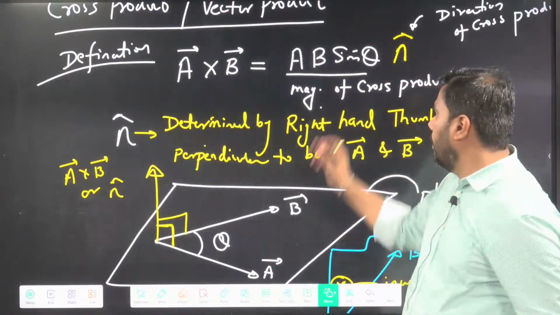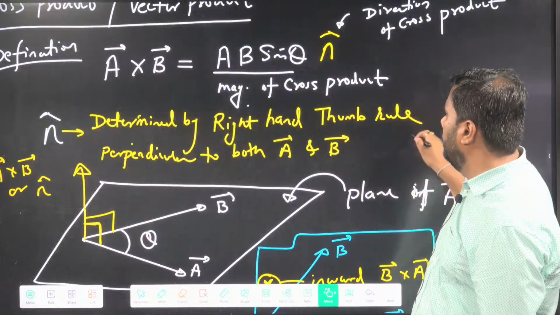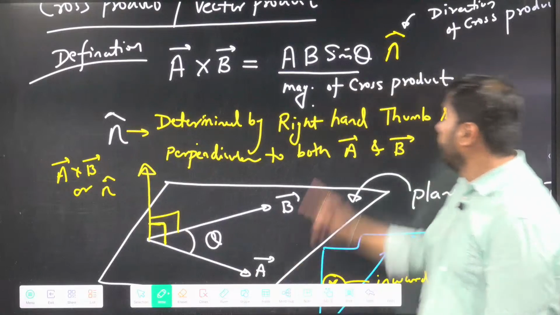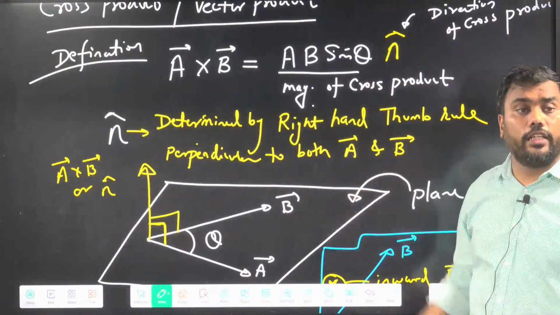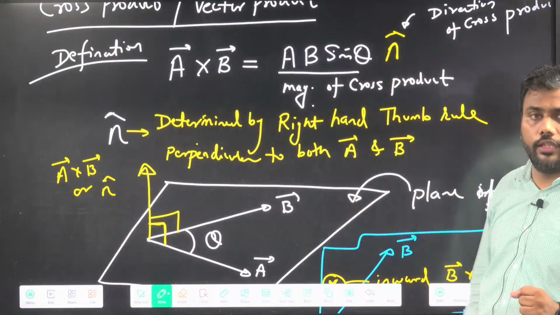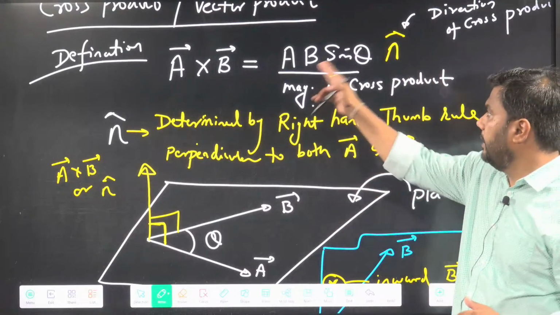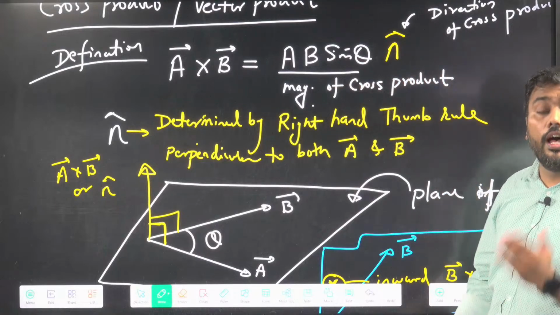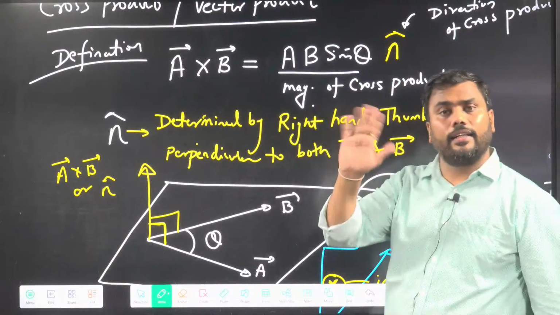What is AB sin theta? This is the magnitude of the cross product. AB sin theta is the magnitude of the cross product, and n cap gives you direction. So the definition of A cross B is AB sin theta into n cap. This is magnitude, this is direction. How to find direction of n cap? By right hand thumb rule.